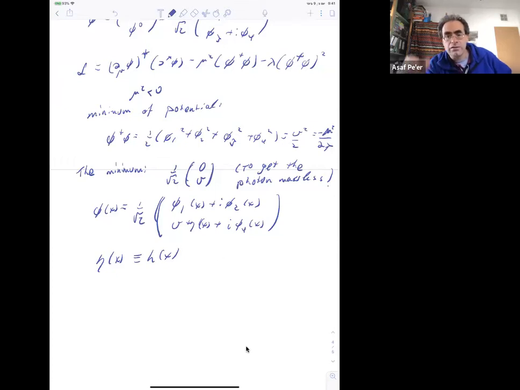And the 3 massless Goldstone bosons will end up being the longitudinal degrees of freedom that will give the mass to the W and the Z bosons.